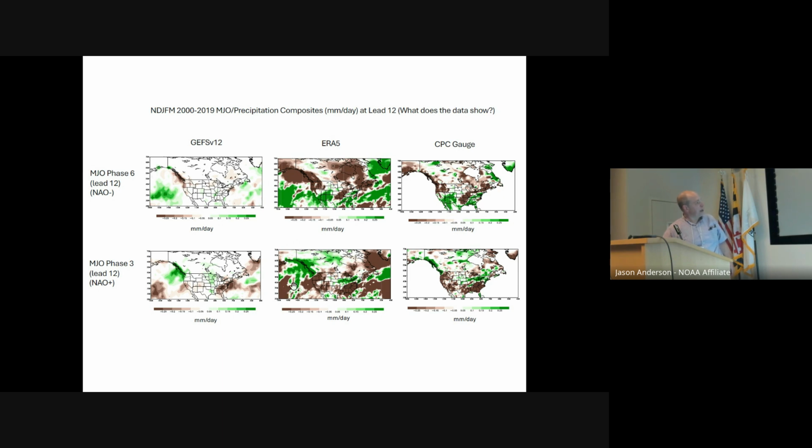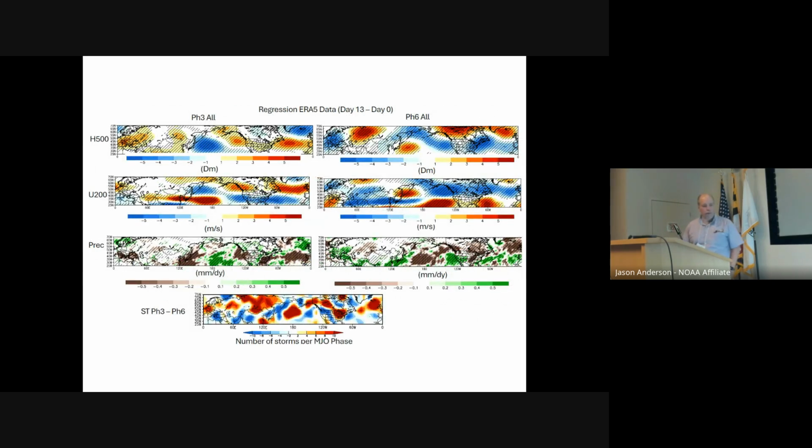Notice for phase 3, you get a kind of reversal, much more dryness across the eastern part of the US, which is more of a signal of an NAO positive. Interestingly, for the GEOS V12, you did get more signals. So although phase 6 didn't show much, phase 3 did seem to show an NAO positive signal, even in the GEOS V12 data. So let's go further then.